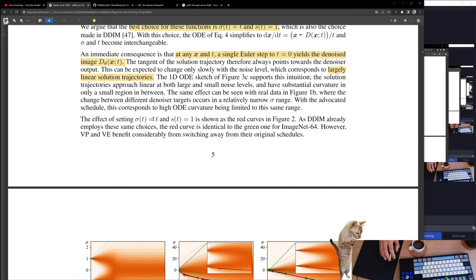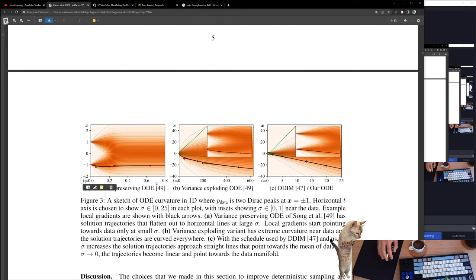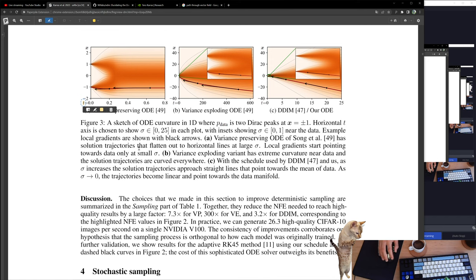The effect of setting sigma t to t and s of t to 1 is shown as red curves in figure 2. Where, so again, this is just one dimensional, where the distribution of data is two Dirac peaks at plus and minus 1.